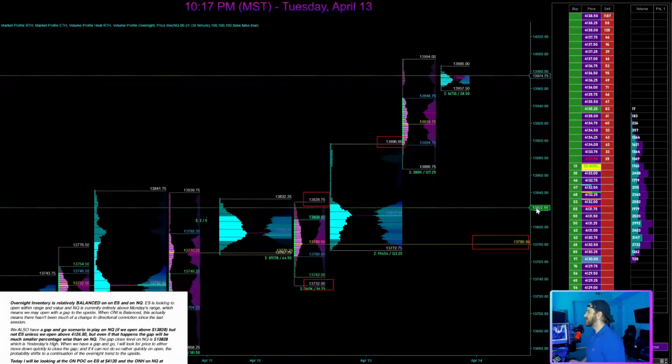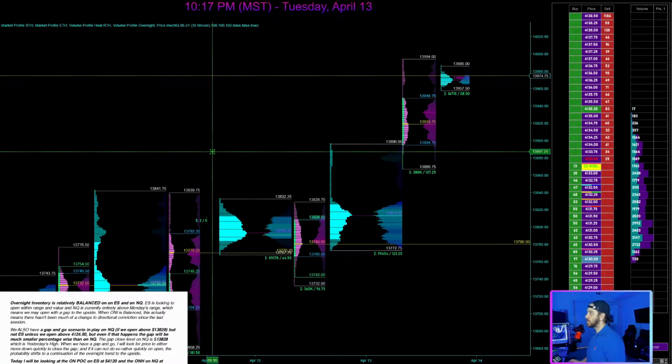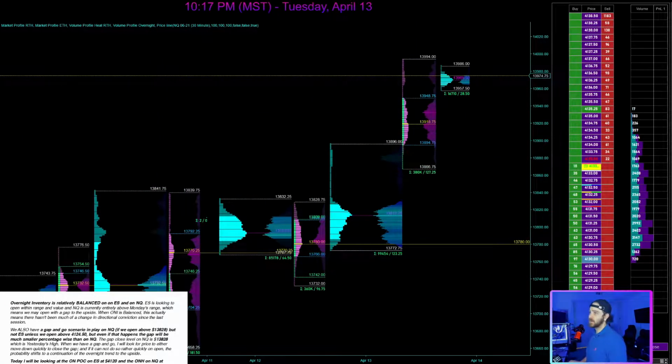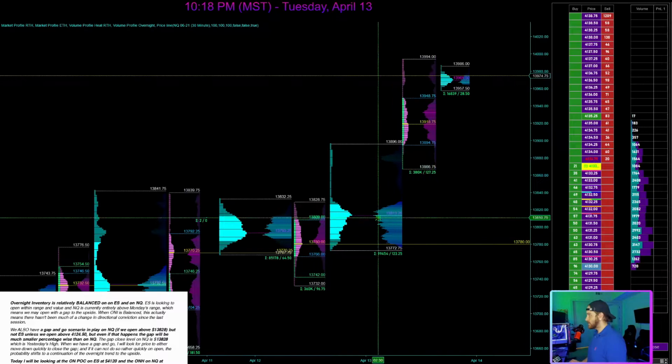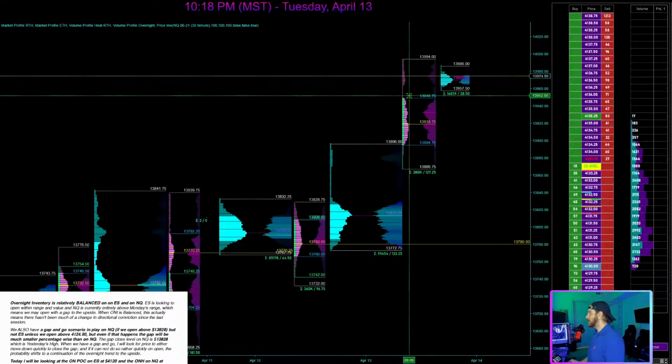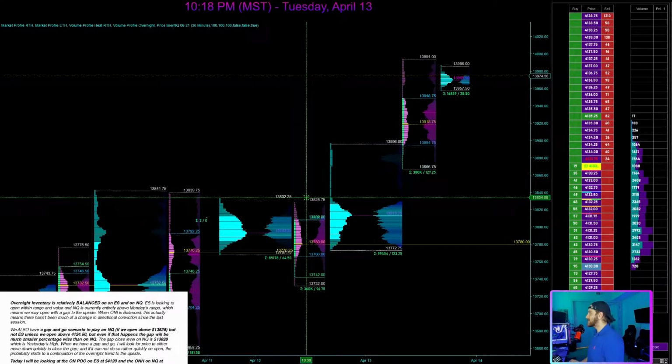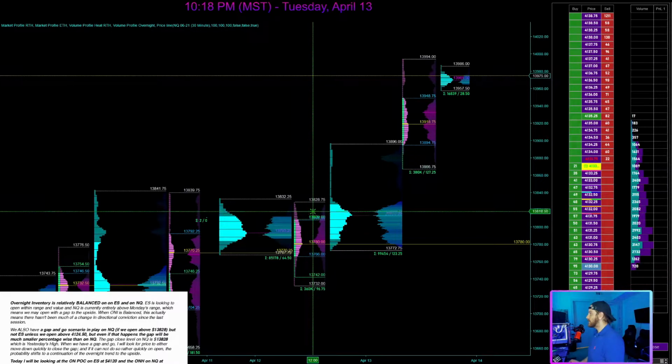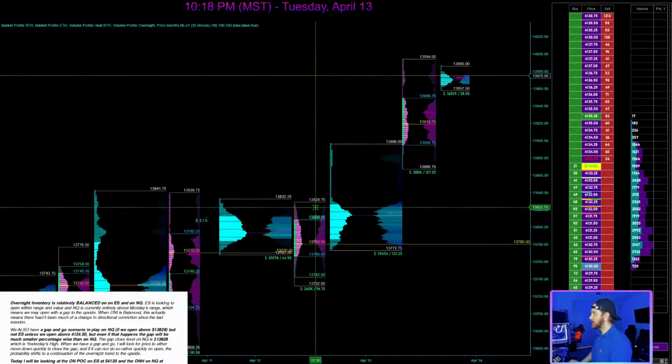That's why market profile is so powerful, for those of you who are new to the channel and new to the profile in general. So ES was looking to open within range and value. NQ, however, was entirely above Monday's range. You can see this was Monday's range right here, and NQ was opening entirely above the range from the previous regular trading hour session.